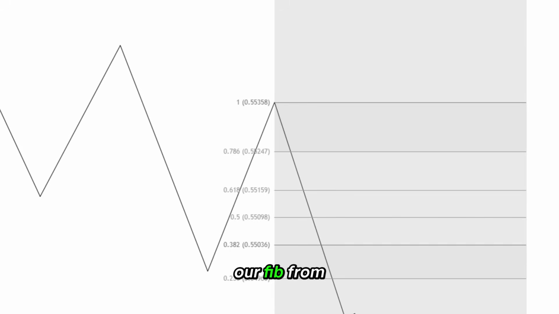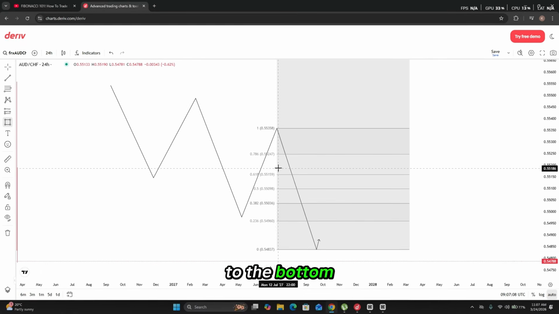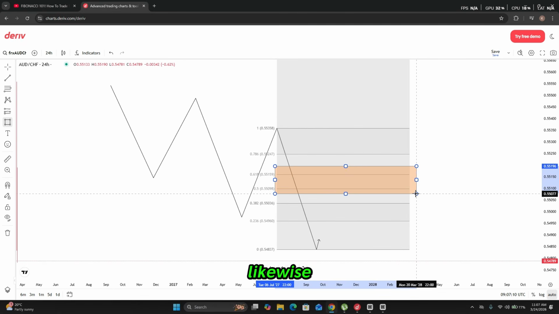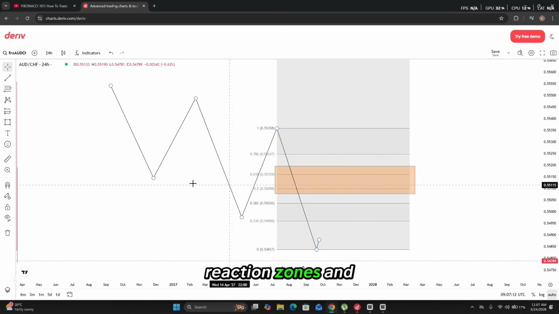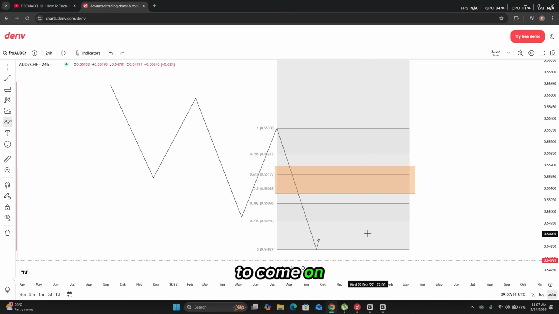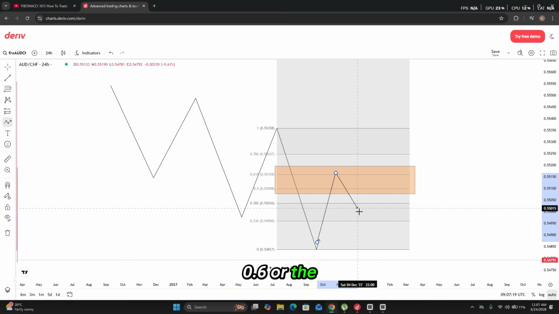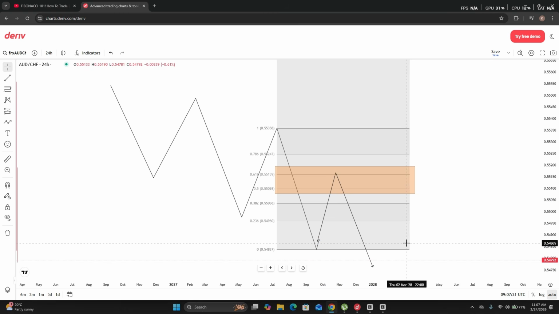So we take our fib from the top going to the bottom. Likewise, we mark our reaction zones. And what do we expect? We expect price to come to the 0.5, 0.6 or the 0.7 and then fall.